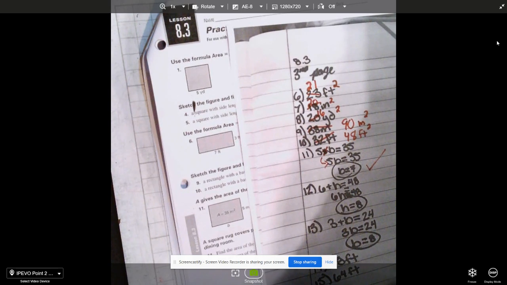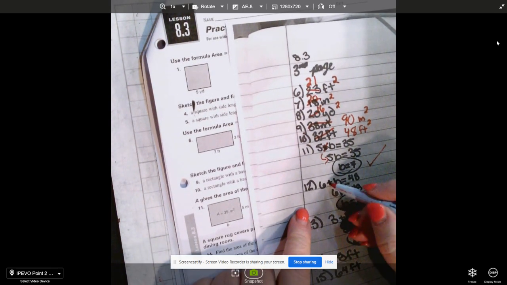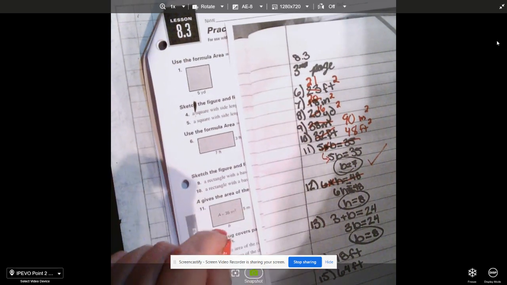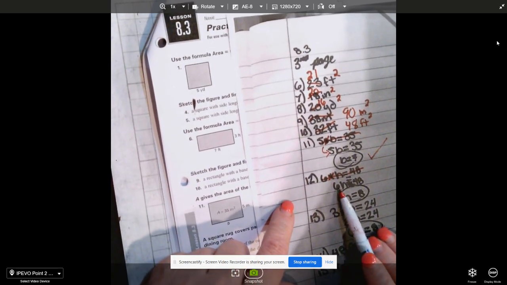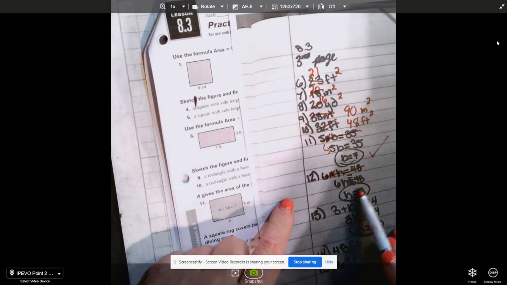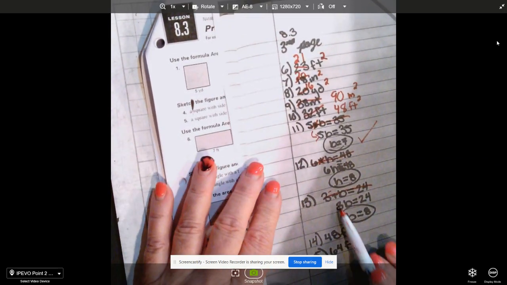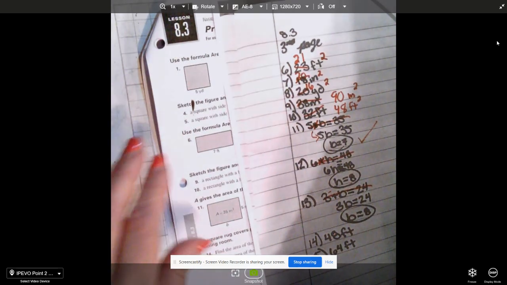Perfectly, 100% correct. Same thing here. This would be 6 times H. So really on both of these, you could just not do that very first step and go right to 6H equals 48. And then H equals 8. Same thing here. Just skip that first step. 3B equals 24, B equals 8.